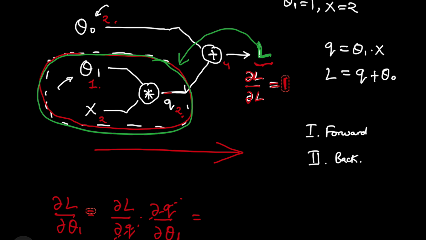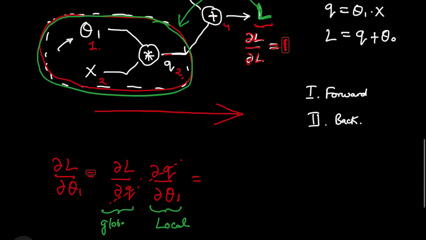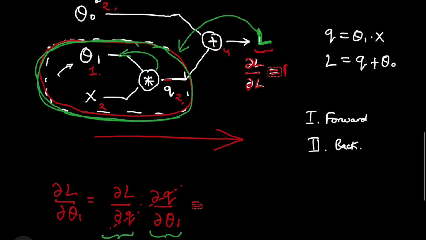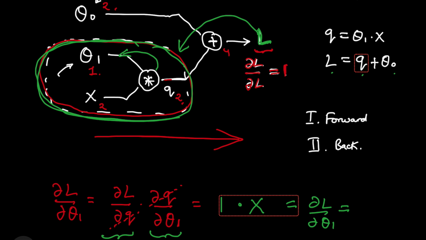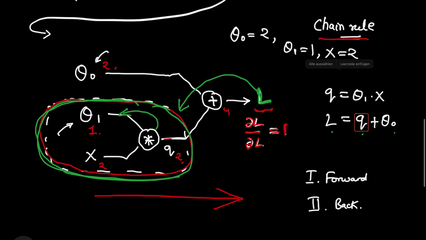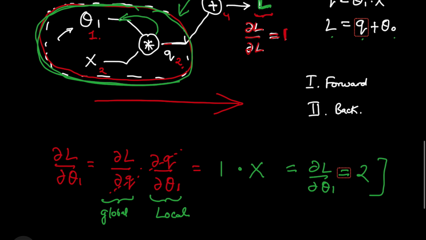So this is the global gradient, and this is local, from q going towards theta 1. What is del q over del theta 1? I know that q equals theta 1 times x, so del q over del theta 1 would be simply x, right? And what is del L over del q? I know that L equals q plus theta naught, so del L over del q would be simply 1. So del L over del theta 1 would be simply x, and the value of x is 2. Now we got del L over del theta 1.